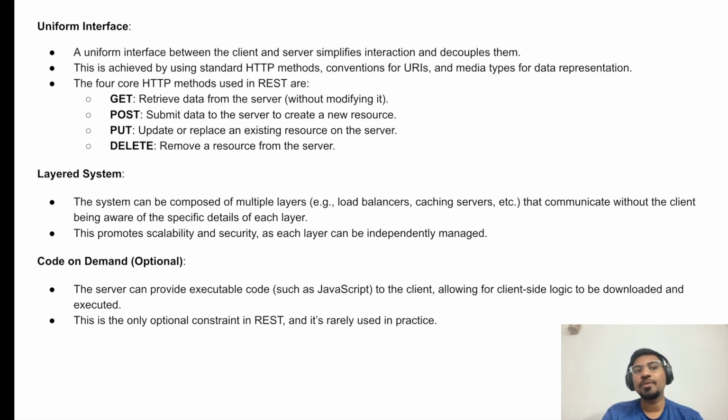Basically, a uniform interface is further divided into different types of requests. We have a GET request, which you use to retrieve information from a server without modifying it. POST means submitting data to a server to create some new resource. PUT means updating or replacing an existing resource on a server, and DELETE means removal of a resource from a server. So we use these methods to communicate with the server.